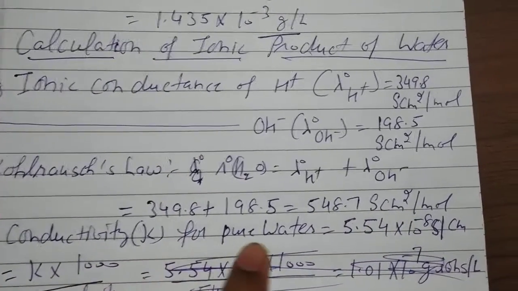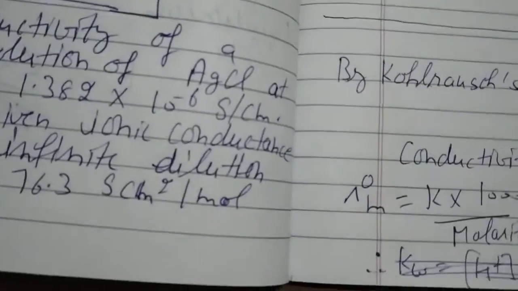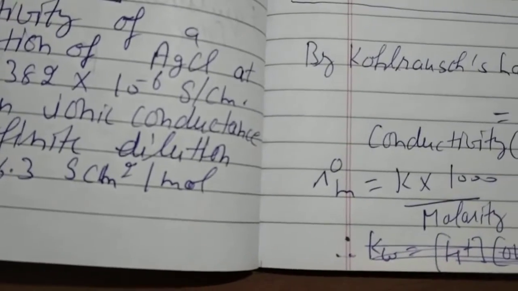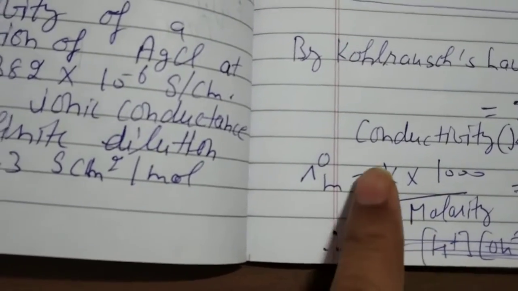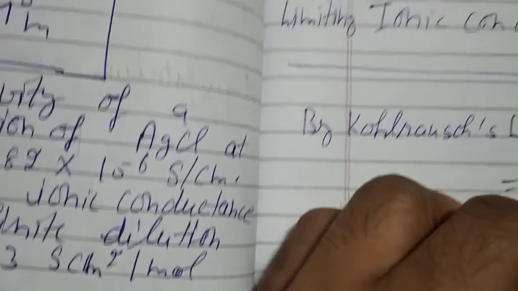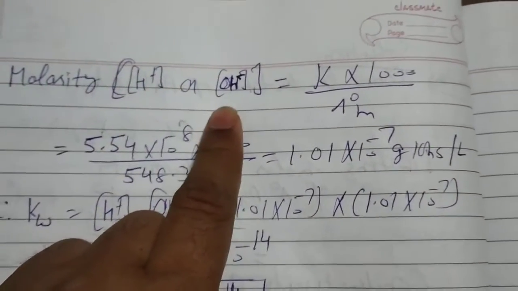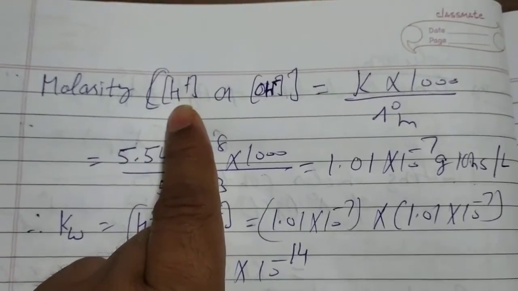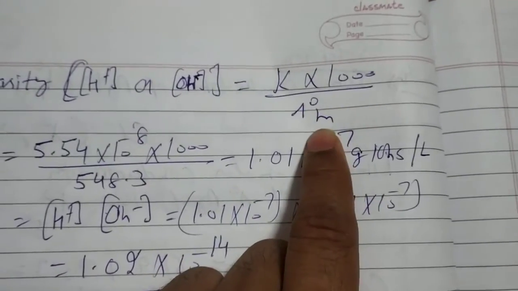And conductivity kappa for pure water is given 5.54 into 10 raised to power -8 Siemens per centimeter. So we can calculate the limiting molar conductivity, which is equal to conductivity into 1000 by molarity. So kappa we know, molarity we know, so limiting molar conductivity we can calculate. Molarity is the molar concentration of H positive or OH negative. If we know the molar concentration of H positive, OH negative, easily we can calculate. So molarity is equal to kappa into 1000 by lambda naught m.